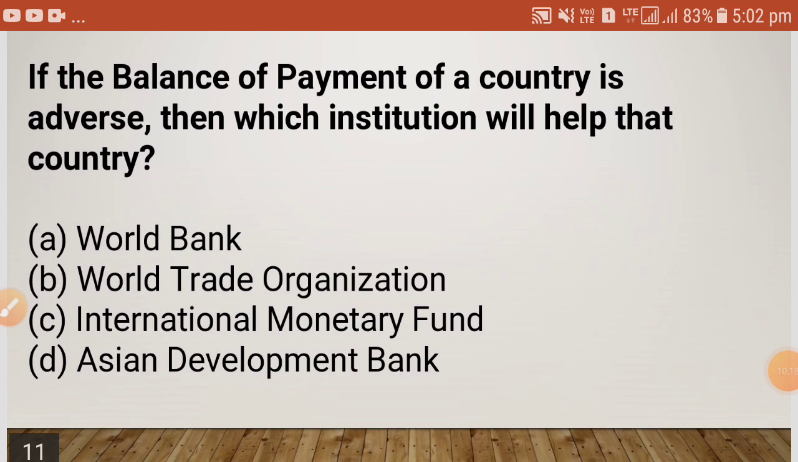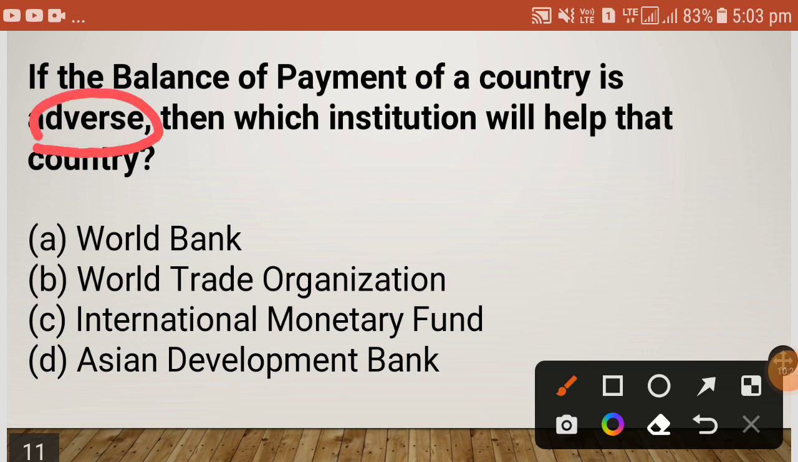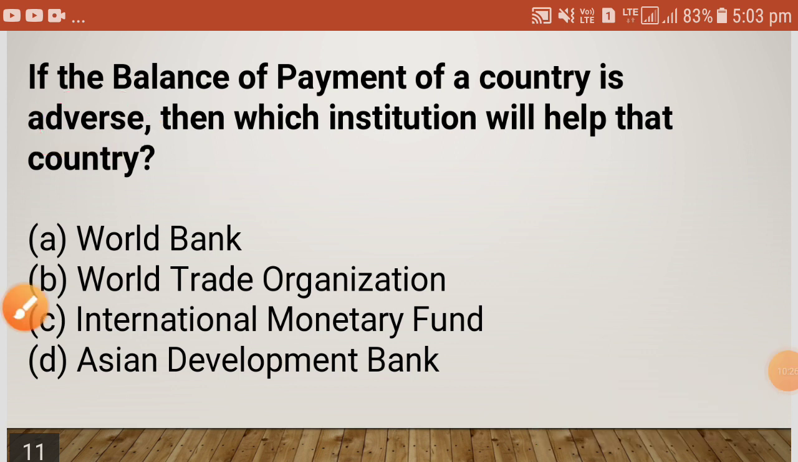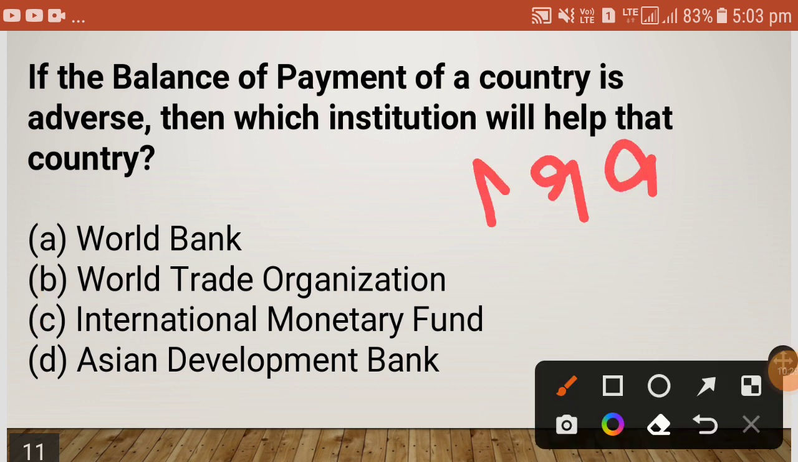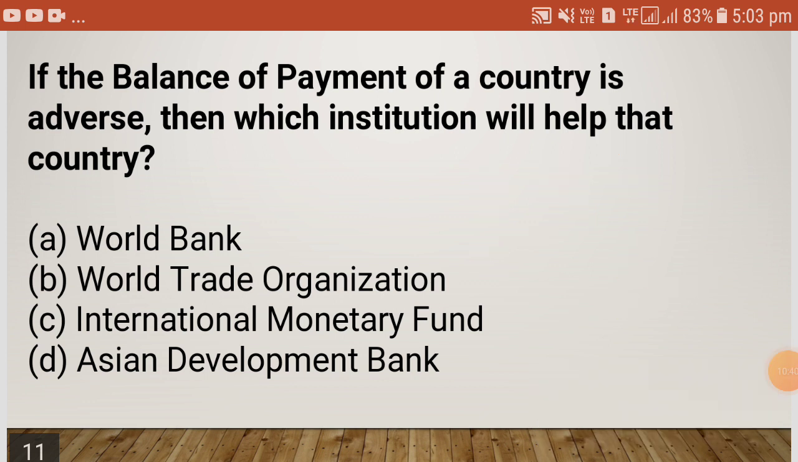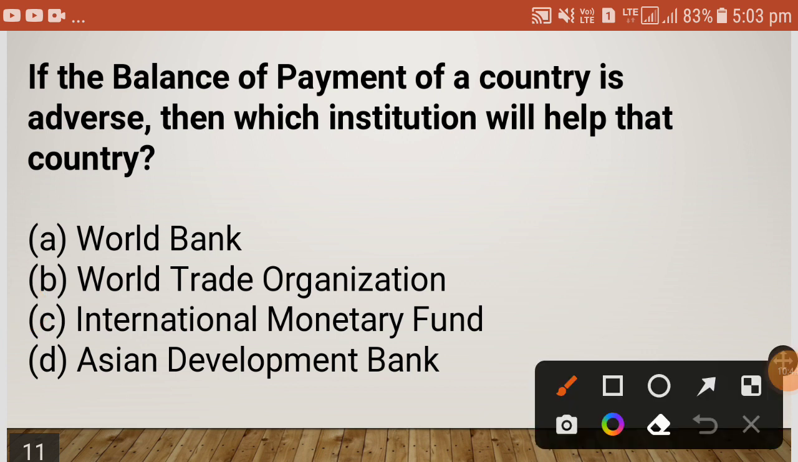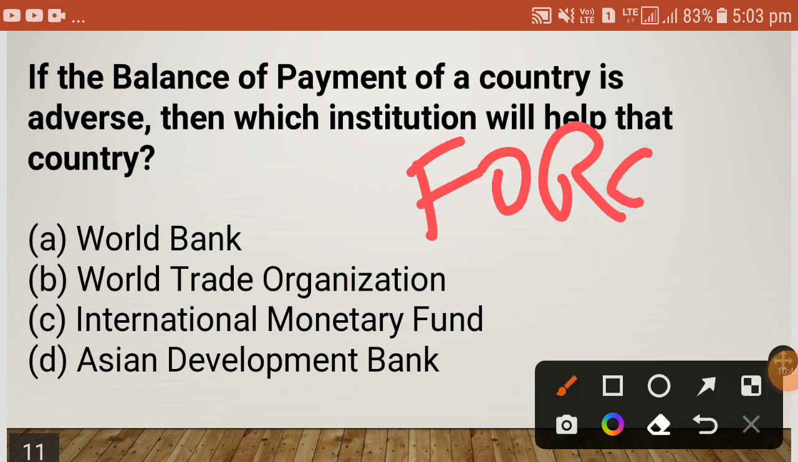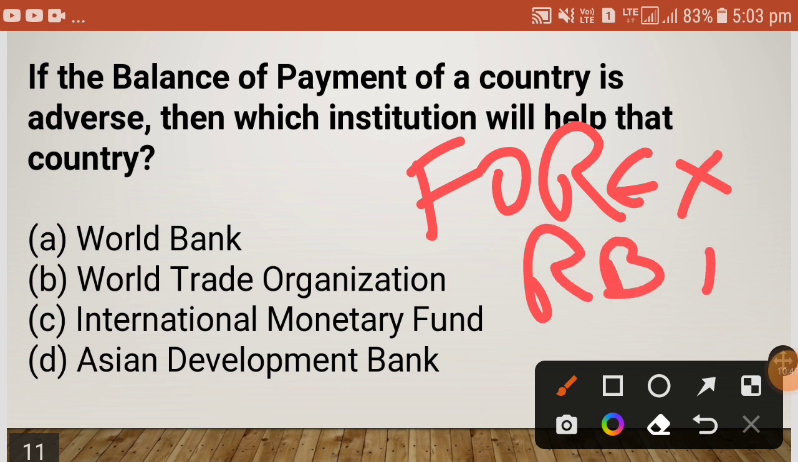If the balance of payment of a country is adverse, then which institution will help it? Adverse is nothing but downfalling or negative. You may remember in India in 1991, India was in such a situation where its balance of payments, the forex reserves, had depleted to, I guess, 500 million, something like that. I don't know the exact number. If you don't know forex reserve, it is a reserve maintained by RBI, which consists of foreign currencies, foreign government treasury bills, government bonds or SDRs, as explained before. All these are kept by RBI in the forex account.